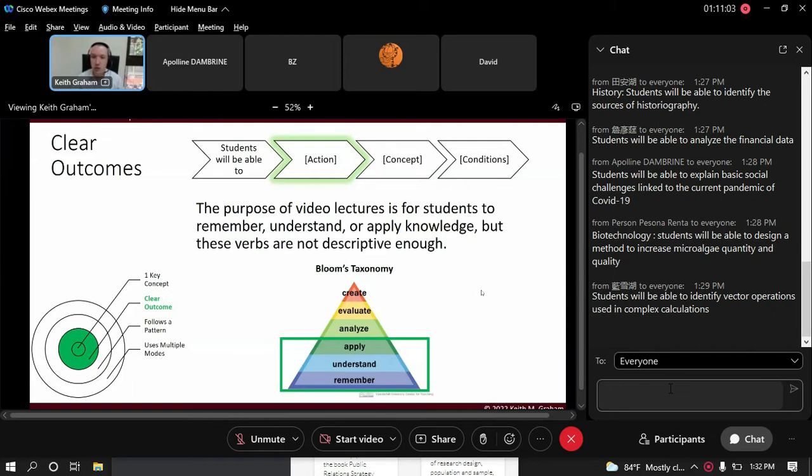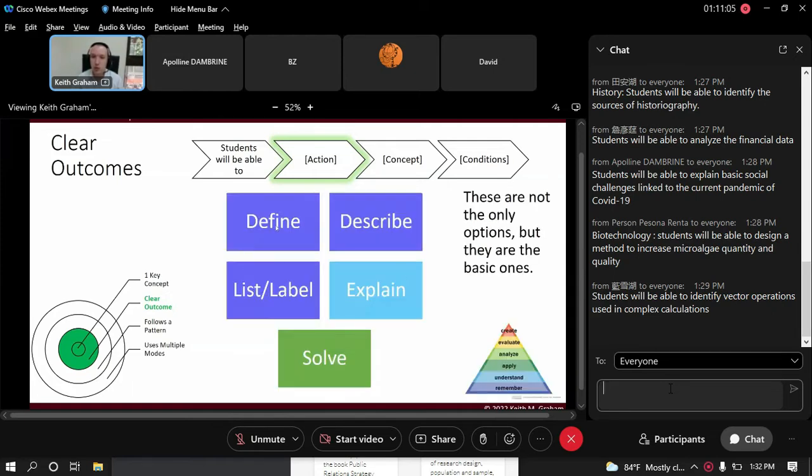But also, you may want to think, is it really describe and define? When we talk about equations, do we want them to describe and define equations, or do we want them to be able to solve equations? Again, I'm not in engineering, so I'm not sure what you need to do in your field. But you may want to also consider solve for that particular outcome.